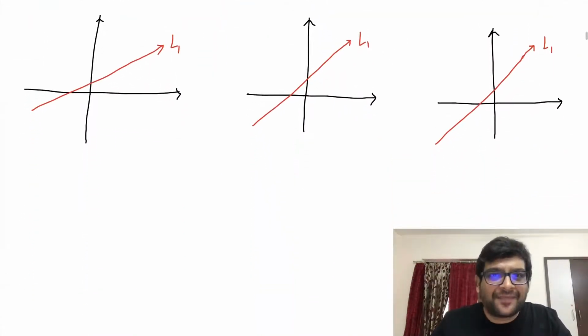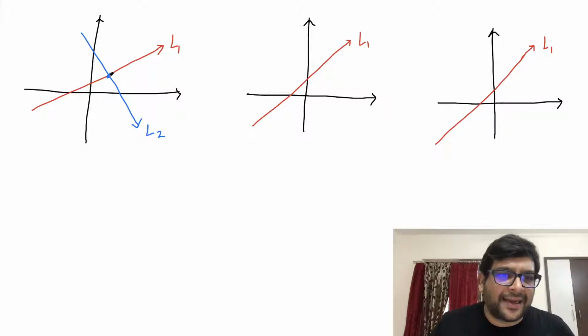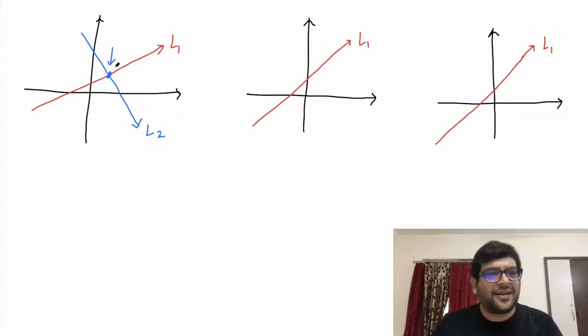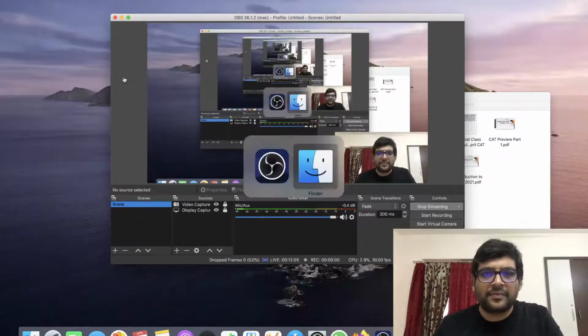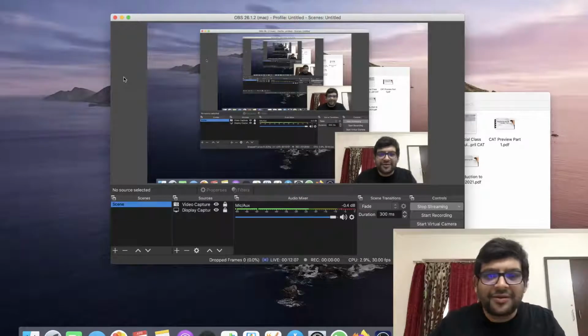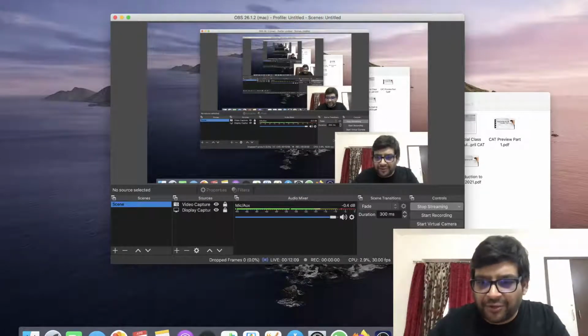And to do that, I can actually look at another line. Suppose this is my line 2. Now please note that line 1 and line 2 are intersecting here. So this is my one particular point that I was looking for, and this point of intersection becomes my solution.